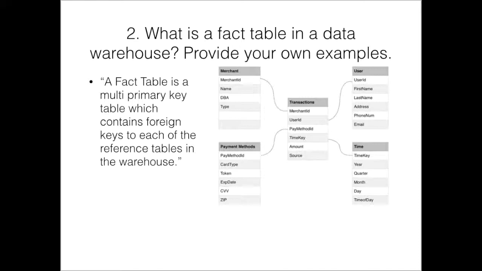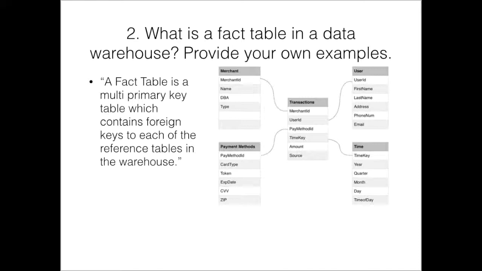So the example I provided here is we have a primary fact table of transactions. In our transactions table, we have the merchant ID, and that might be the store or retailer that the transaction occurred with. We have the user ID, that might be the person that created the transaction. We have the payment method ID, and that would be what they paid with, and what type of card, or if it was an ACH or bank account transaction, all those things. We have a time key to figure out when the person actually paid. Then we have amount and source fields to determine how much their payment was and where their payment originated from.